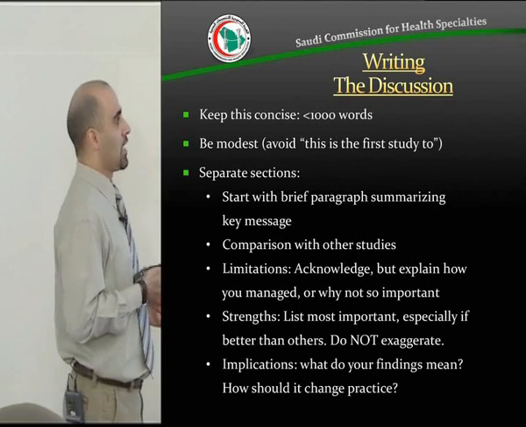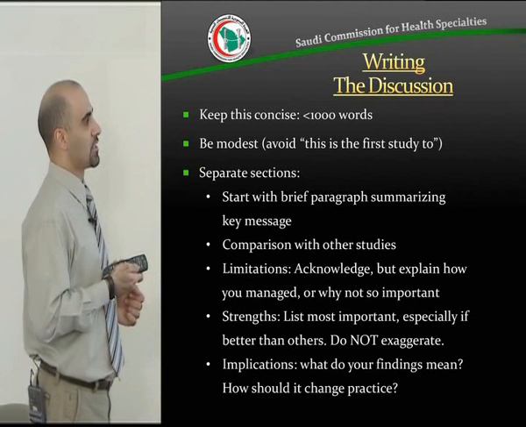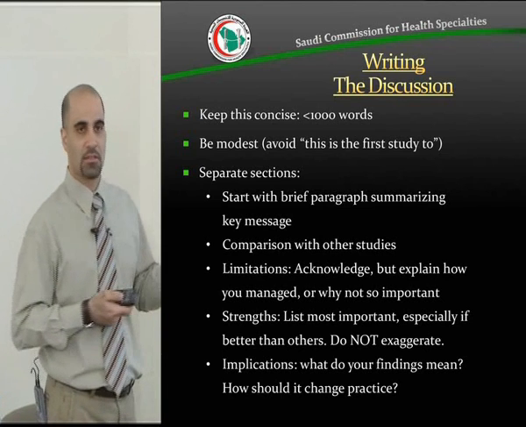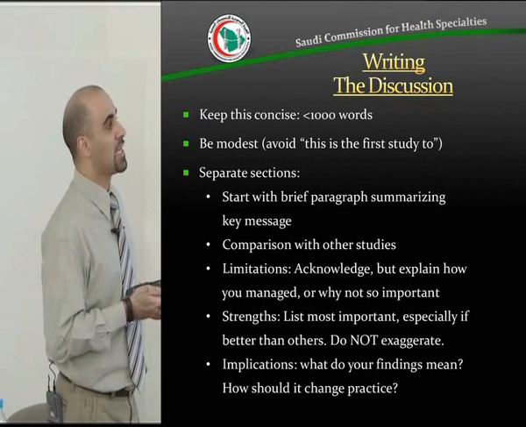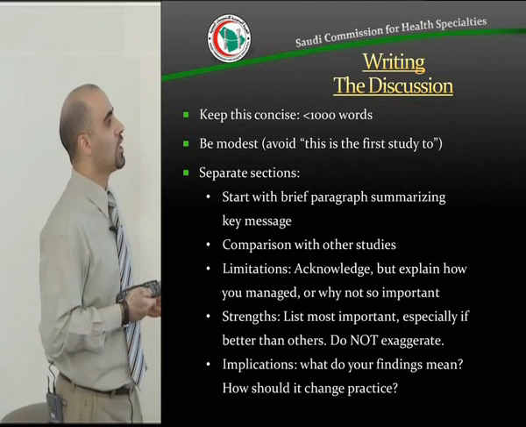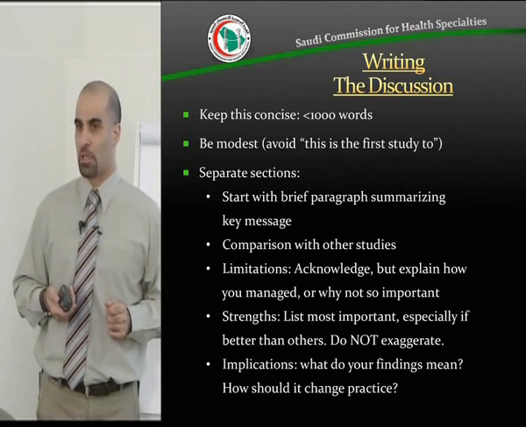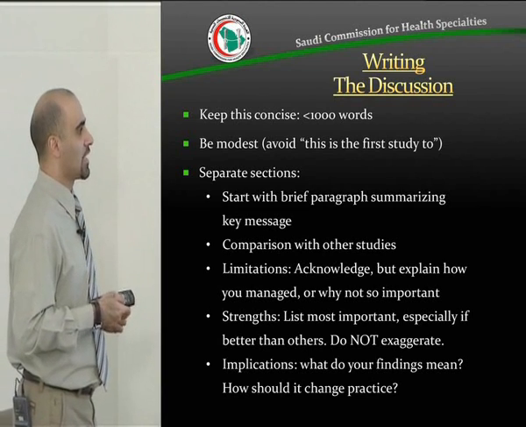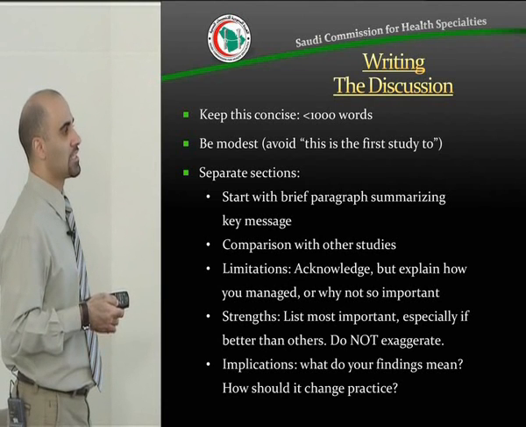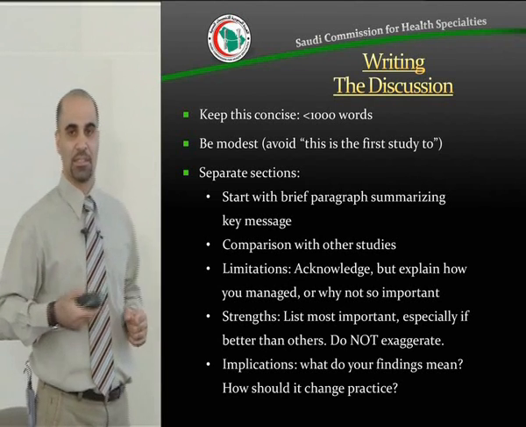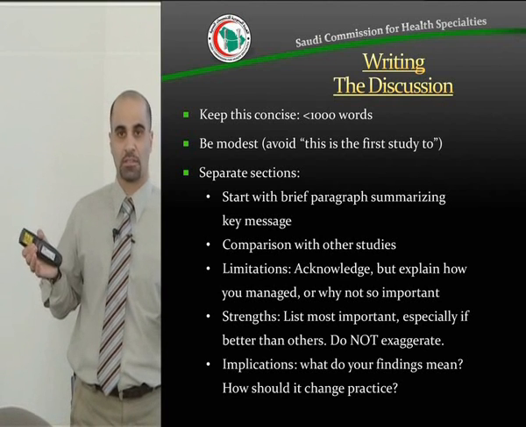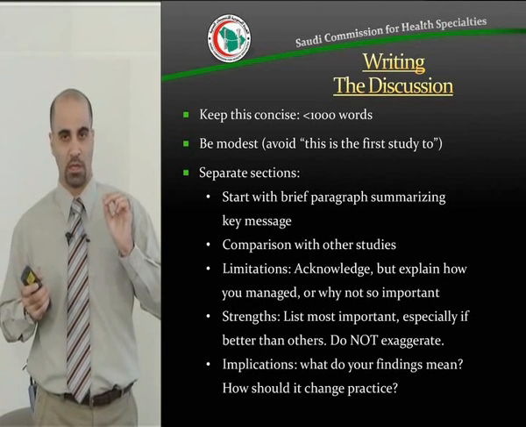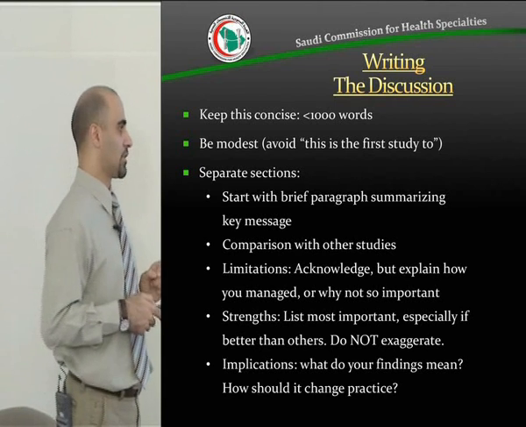And so on. Another part is the limitations of the study. Acknowledge. Say that one of the limitations of our study was this, and that. But explain how you managed or why you think they are not so important. So you mention the limitations and you mention the effect of them. The strengths: list the most important, especially if better than others. Do not exaggerate. Don't put 20 strengths of the study. Limit it to 2 or 3 major strengths of your study.